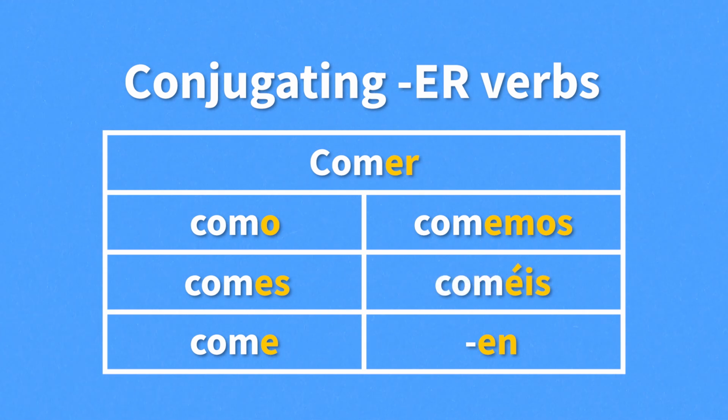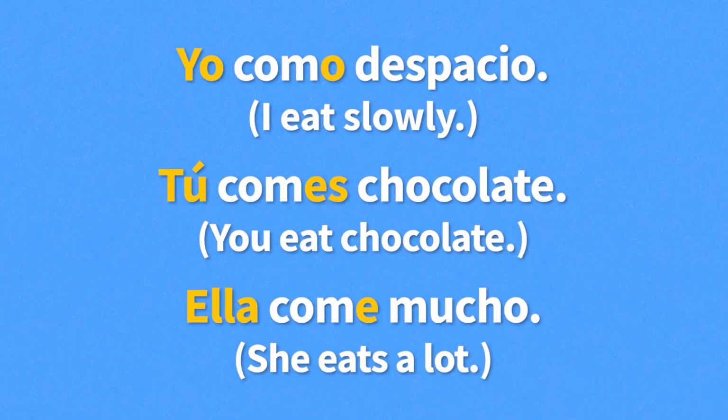Vosotros coméis. For the second person plural formal, ustedes, you add en. Ustedes comen. For the third person plural, ellos, ellas, you add en. Ellos, ellas comen. Here are some example sentences of the verb comer.